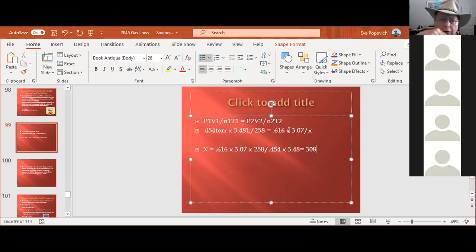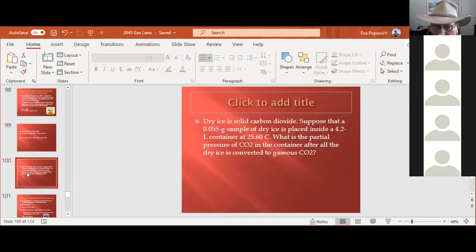Key when you're working your calculators, guys. A lot of people, when they're doing something like this big equation, take the 0.616, multiply it by 3.07, by 258. Then they divide by the 0.454, but then they multiply it by the 3.48. When you get to this point, hit your enter, get the number up, and then you're going to divide by that one again. Just a little trick.